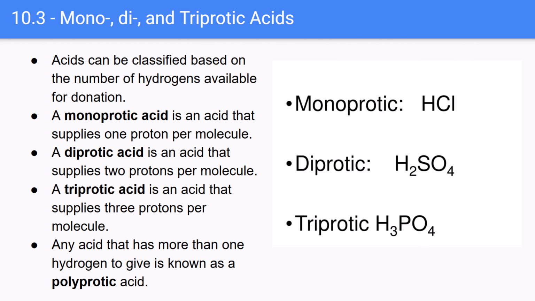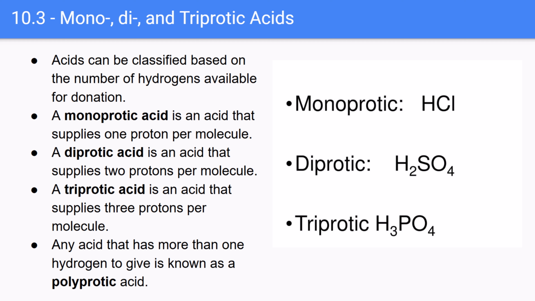Now, we can further distinguish acids based off of the number of hydrogens that are available for donation, and these use some prefixes that are pretty familiar to all of us. A monoprotic acid is an acid that can supply one proton, the monoprotic acid being HCl. A diprotic acid is one that can supply two protons, such as H2SO4. And then a triprotic acid is one that can give three protons. So H3PO4 would be an example of this.